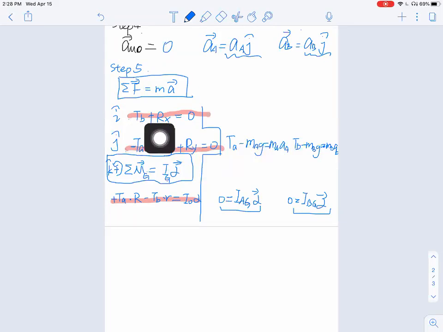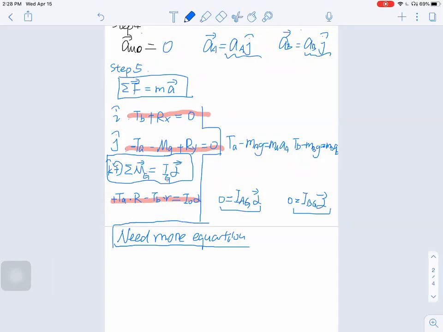T_B, we don't know. R_X, we don't know. T_A, nope. We know M, we don't know what R_Y is. And so we have 1, 2, 3, 4, four unknowns. When you count how many equations, we only have three equations. So that tells us we need more equations. Usually when you need more equations, we need help from kinematics from chapter 2, the rigid body kinematics.